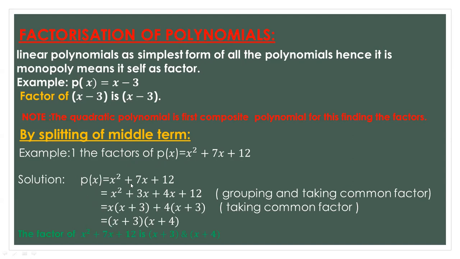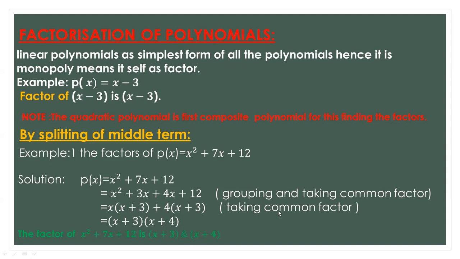So p of x is equal to x square plus 7x plus 12. Here the middle term is 7x. This is split into 3x plus 4x; 3x plus 4x becomes 7x. Now this polynomial becomes x square plus 3x plus 4x plus 12. Grouping and taking the common factor: x square plus 3x is one group, 4x plus 12 is another group. Here we take x as a common factor in the first, so x is left, plus 3. Then take 4 as a common factor in the second: 12 divided by 4 leaves quotient 3, so it becomes x plus 3.